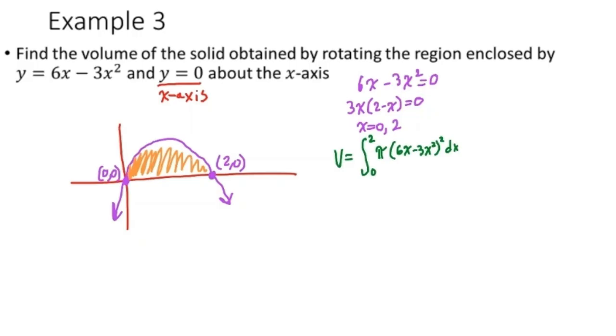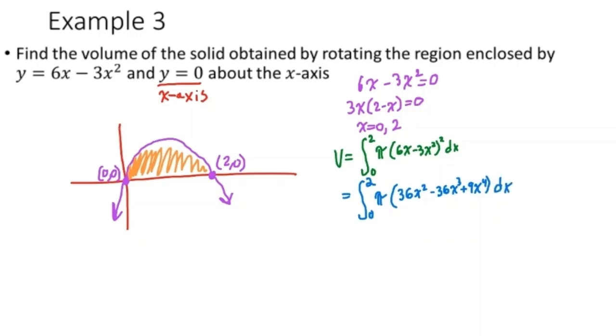The problem with this integral is that we can't use a substitution. If we make our u 6x minus 3x squared, our du would be 6 minus 6x, which we don't see in the integrand. So instead what we'll do is we'll expand out the square. When we expand our 6x minus 3x squared, our integrand will become pi times the quantity of 36x squared minus 36x cubed plus 9x to the 4th.